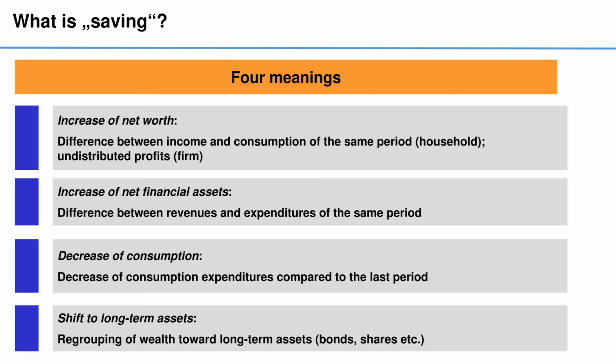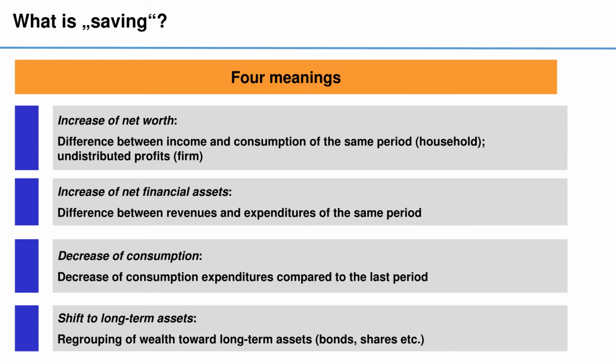And these different meanings of saving must not be equated, even if they can coincide, of course. If a household wants to have a larger increase of net worth out of its given income, it has to decrease its consumption compared to an earlier period. And as households normally increase their net worth by increasing their stock of net financial assets, the first three meanings of saving coincide in this case.